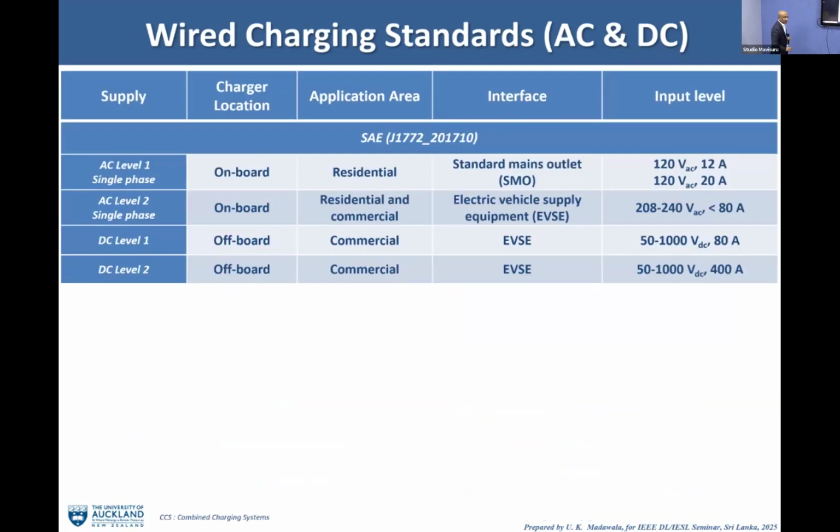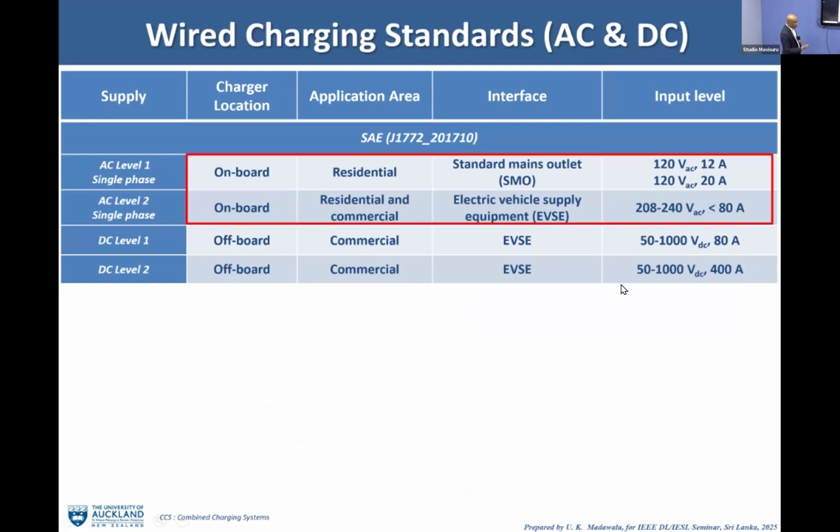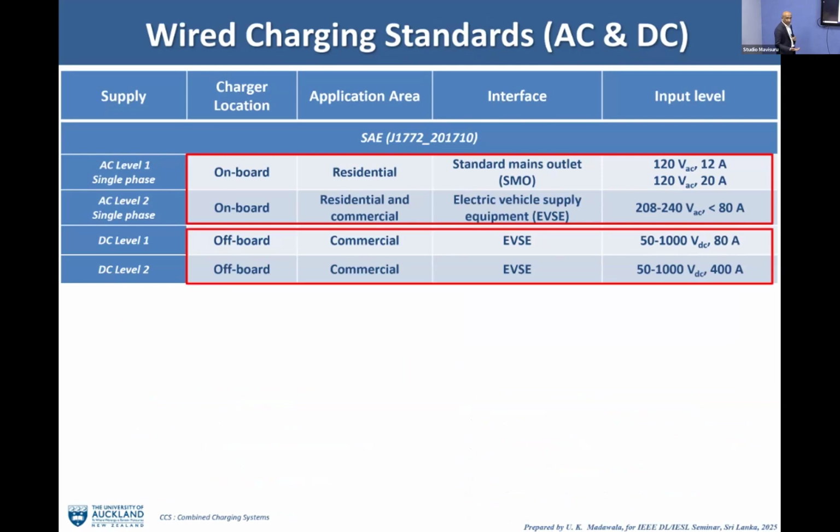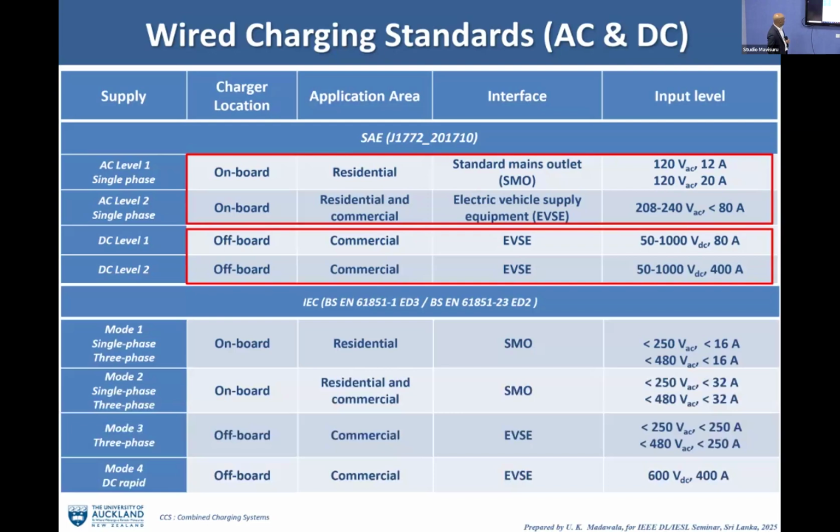So here are the wired charging standards. There you can see the slow chargers, onboard chargers, which can be residential or commercial. You can see the power rating, and of course the DC charging that is off-board, which is called fast charging, and that can go up to 50 to 1,000 volts and 400 amps. So these are very quick charging that you can charge your vehicle within a very short period of time, which I will show a bit later. And then, of course, this is the American standard, SAE, and this is the IEC, the European standard, mode 1, mode 2, and also the rapid charging, very similar on board and off board, and there you can see.